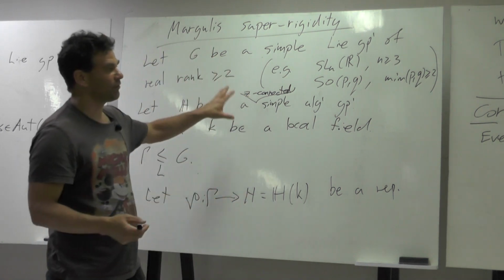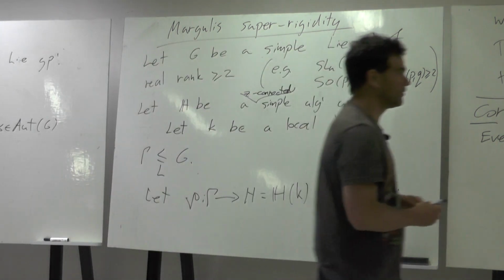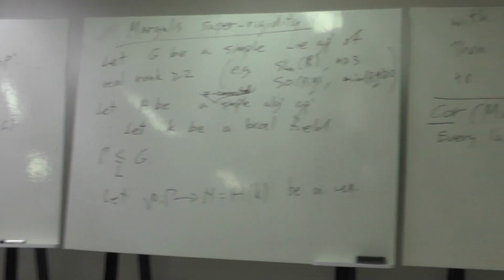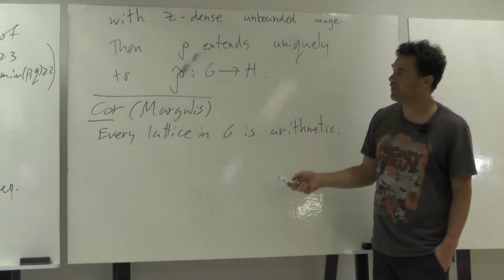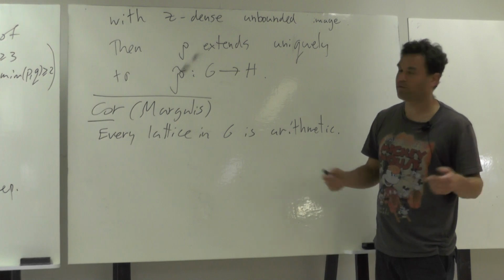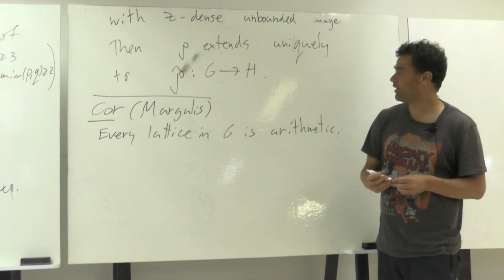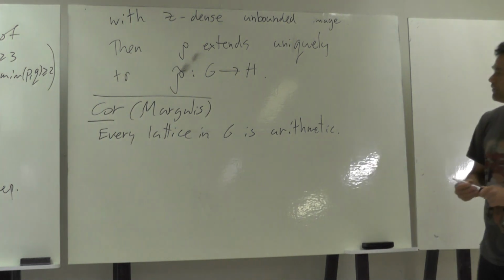So for SL3Z, it's an exercise that this is equivalent to what Neil said. I want to sketch this corollary. I think it's such an amazing consequence, such an amazing fact, that the Selberg conjecture is actually true: that every lattice in a higher rank group is arithmetic.